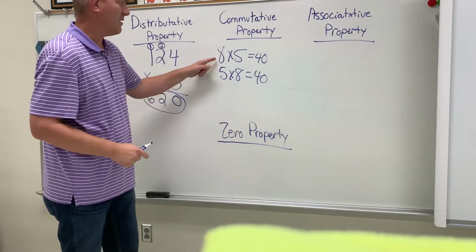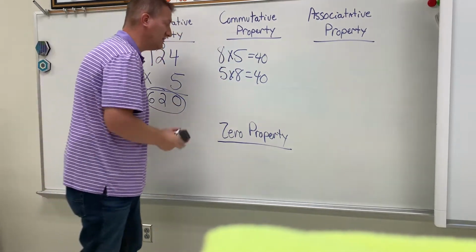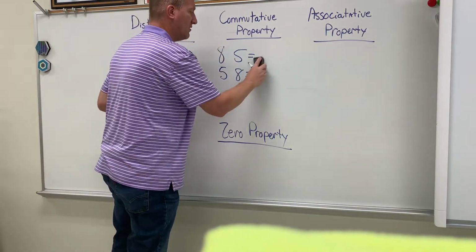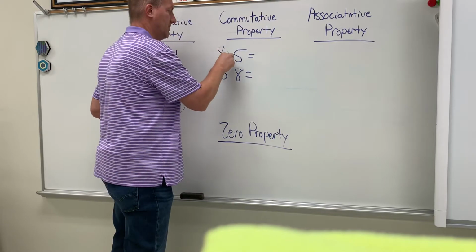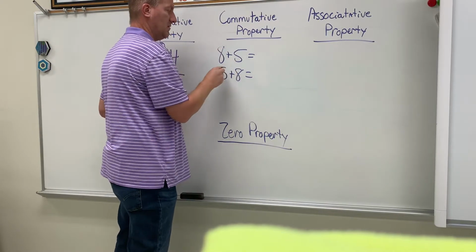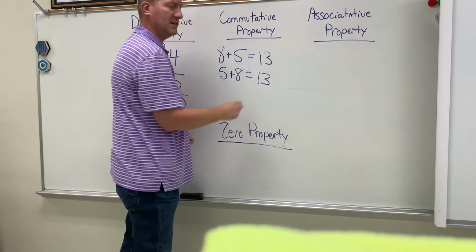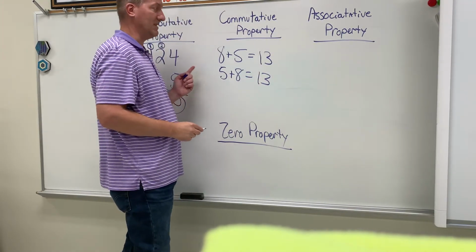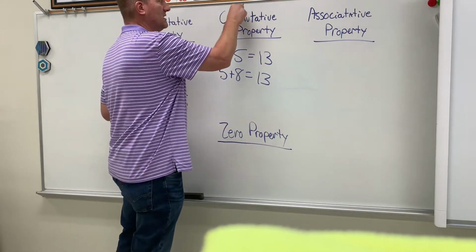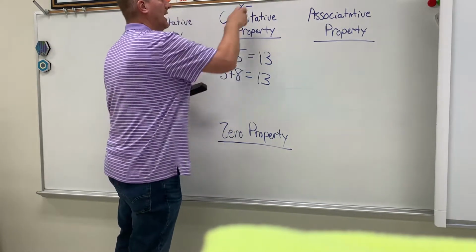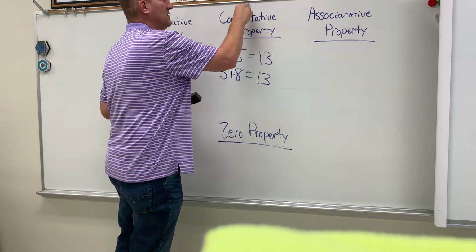Okay, now it works for multiplication. Let's switch them around for addition. What do we get there? 13, and we get 13. Does it work for addition? Yes. So commutative works for multiplication, and it works for addition.